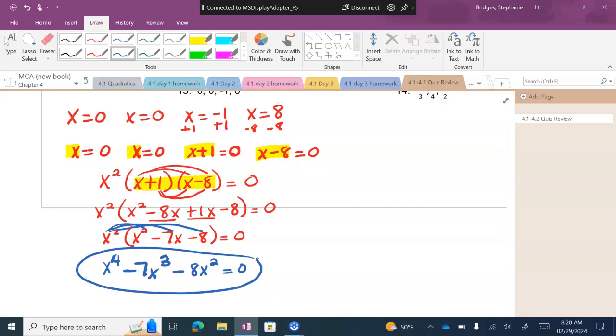You have to put it equal to either 0, y, or f of x. Yeah, because if you don't put an equal sign, it's not an equation. Is everybody okay with 13?